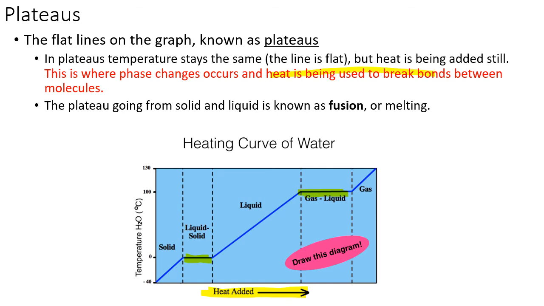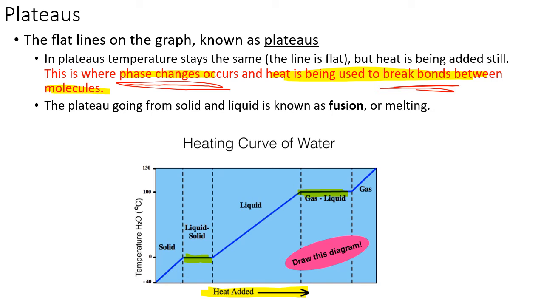So as heat is added, it's being used to break bonds between molecules, and this plateau is where phase changes occur. So this is the phase change part. You have to add heat to change from a solid to a liquid because there are bonds that hold those molecules together. In the case of water, there's hydrogen bonds between them, and so that heat energy has to be used to break the bond.